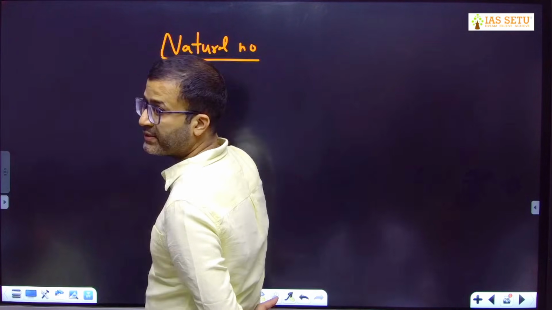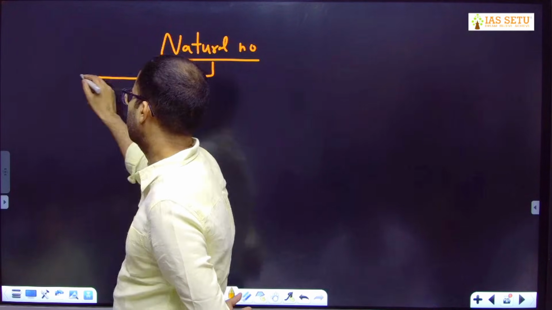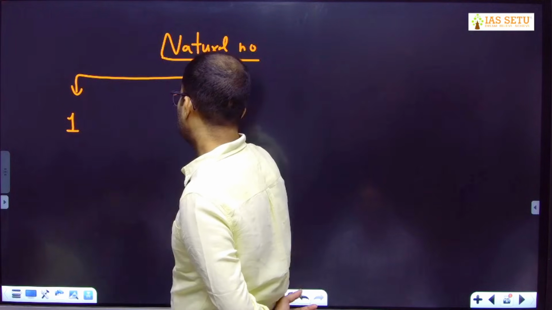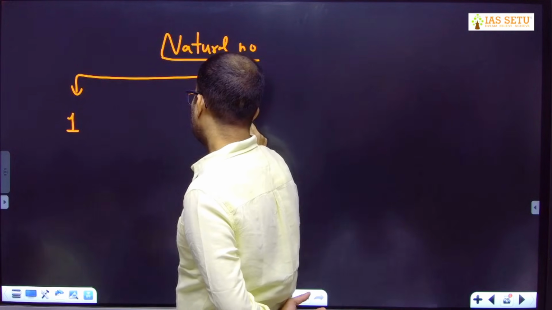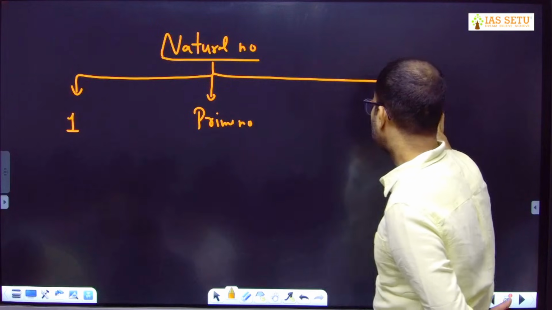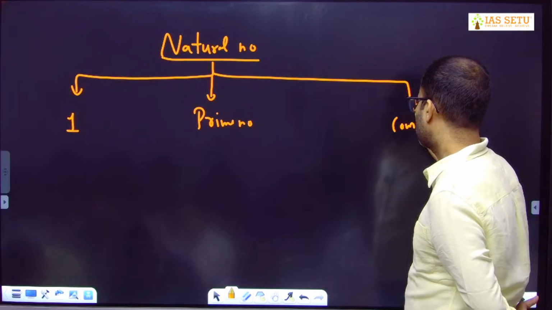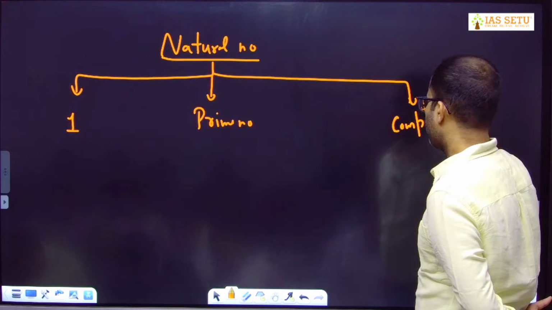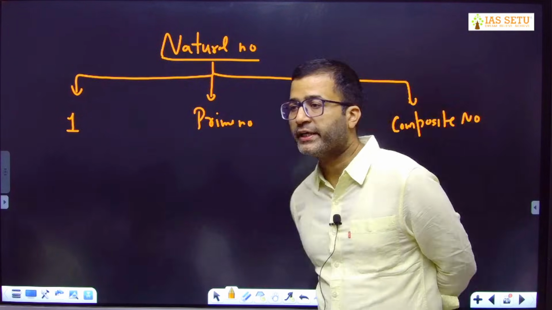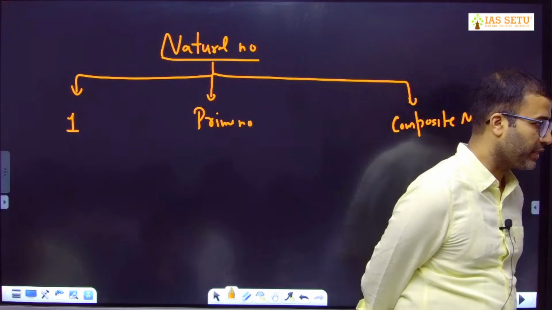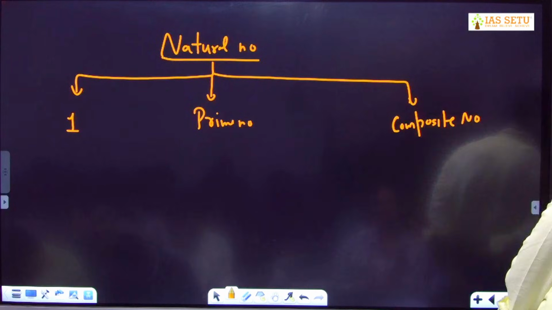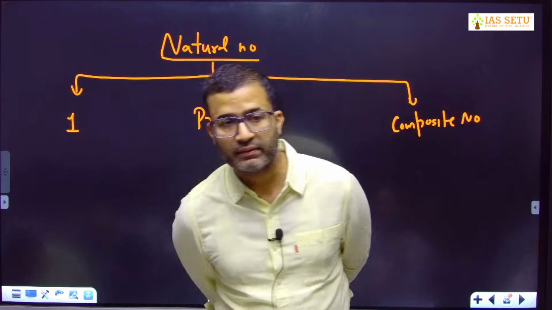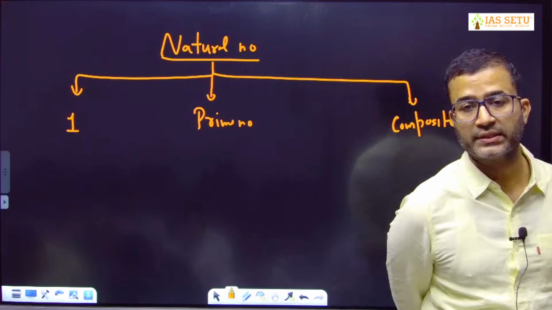Now we categorize natural numbers in 3 categories: 1, prime number, composite number. We categorize natural numbers in 3 categories: 1, prime number, composite number. Can anyone tell me the reason behind this categorization?